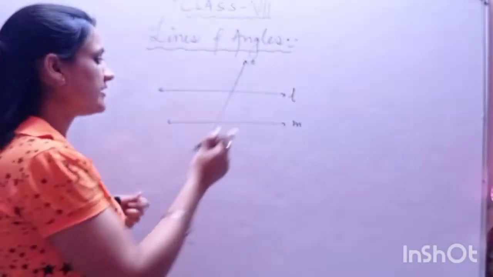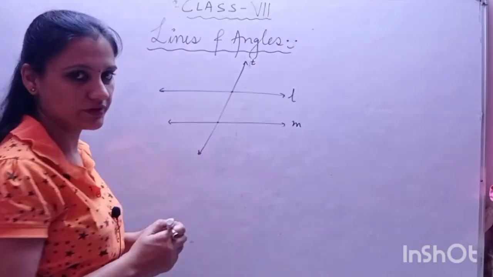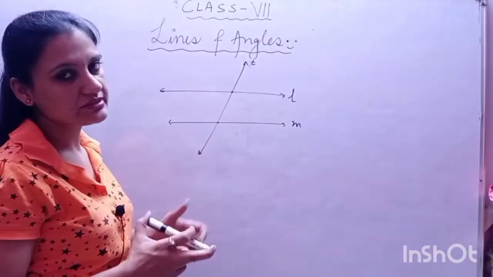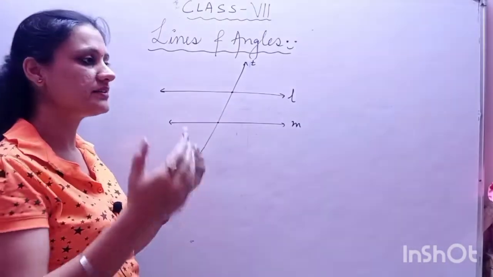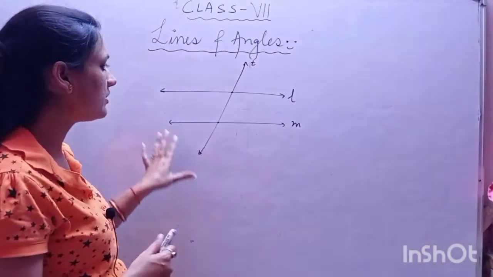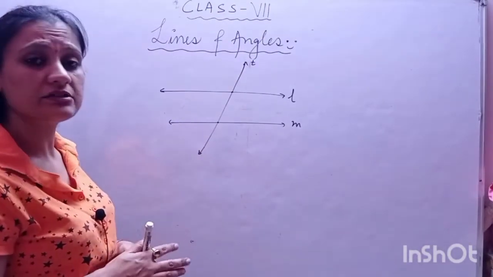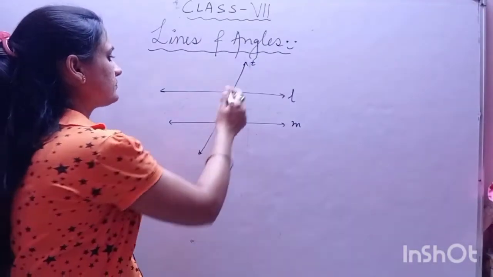You can say it intersects this line at this point and this one at this point. So what is a transversal? A line which intersects the given lines at distinct points. Now if you see this figure, you can find so many angles forming here. Can you see? Let us write down the names.